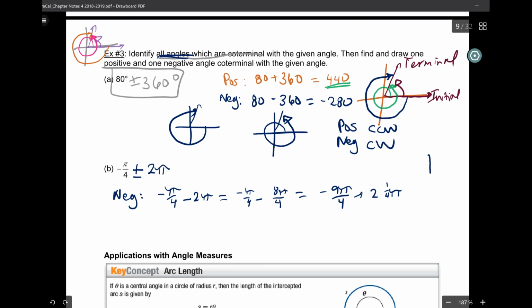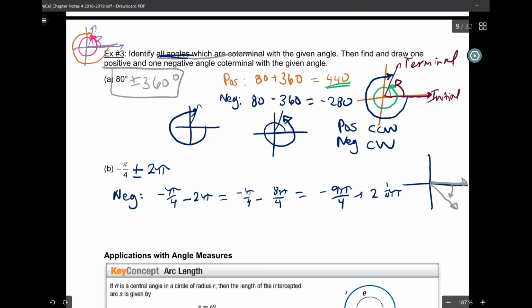Let me draw this out. Alright, so here's my initial ray. My original was negative pi over 4, so that means it would be right here, going down.